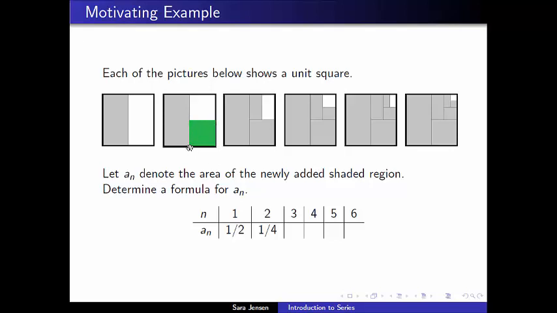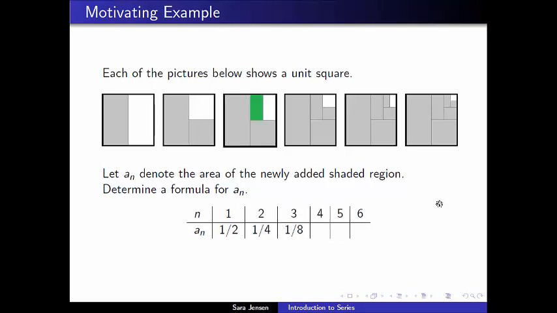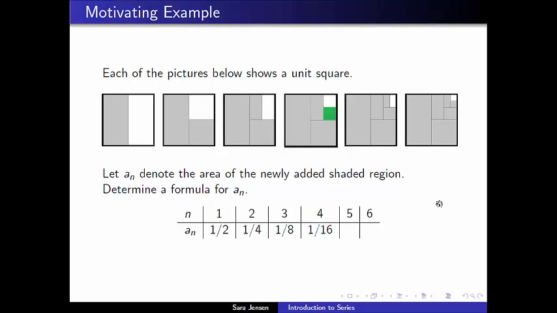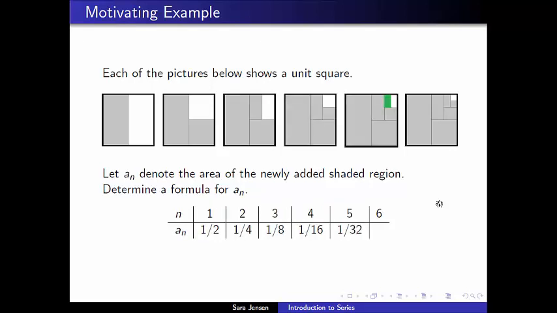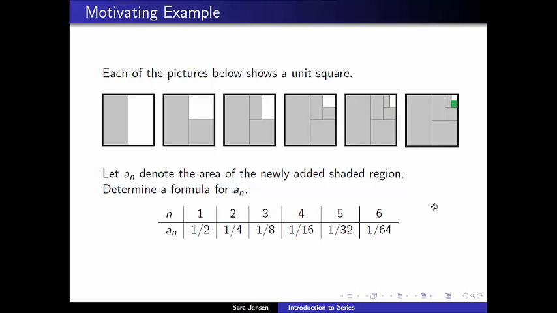In stage 2, I'm only talking about the newly added area. That newly added area has length 1/2 and height 1/2, so all in all that new area is 1/4, and we write that down in our table. And we continue in this way, looking at the newly added area and computing what that is based on successive halving of either the length or the height. So we get this sequence, 1/2, 1/4, 1/8, 1/16, all the way down and so on.